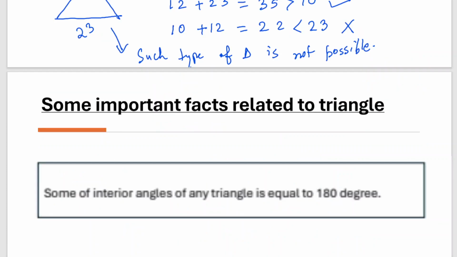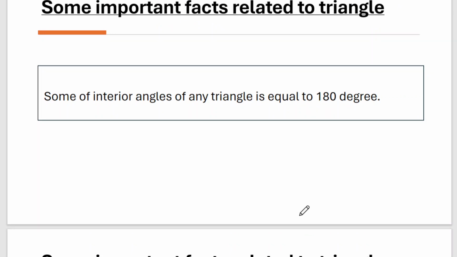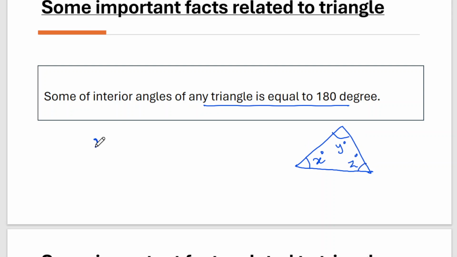Next, the sum of interior angles of any triangle is equal to 180 degrees. Yes, if you add the interior angles of the triangle, suppose this is x degrees, this is y degrees, and this is z degrees, then x plus y plus z, the sum of these three angles, should always be equal to 180 degrees. Then only we can say it is a triangle. Okay.